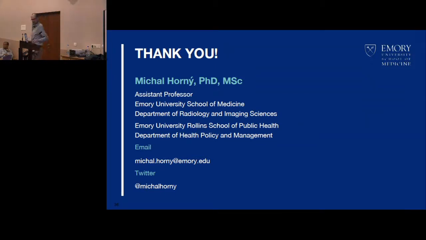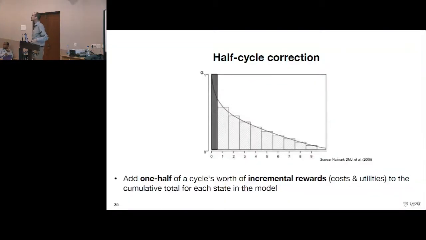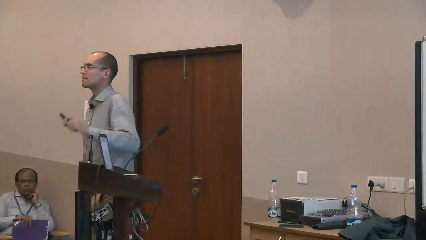This half-cycle correction that you are talking about, is this done on the number of individuals in the population, or is it done on the cost? Cost remains the same, actually. Very good question. I didn't explain this well.